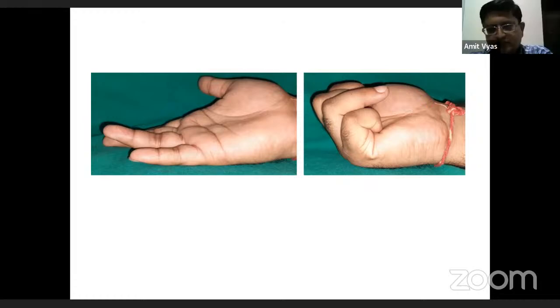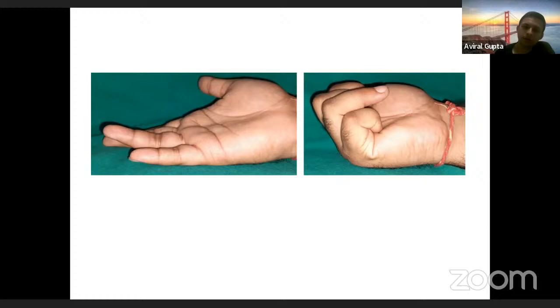Aviral, can you describe the zones for our audience in a simple diagram on your hand? Yeah. Zone 1 is distal to the FDS insertion. Zone 2 is from the FDS insertion up to the lumbrical. Then zone 3 is the lumbrical. Zone 4 is the carpal tunnel, and zone 5 is proximal to the carpal tunnel. Exactly.